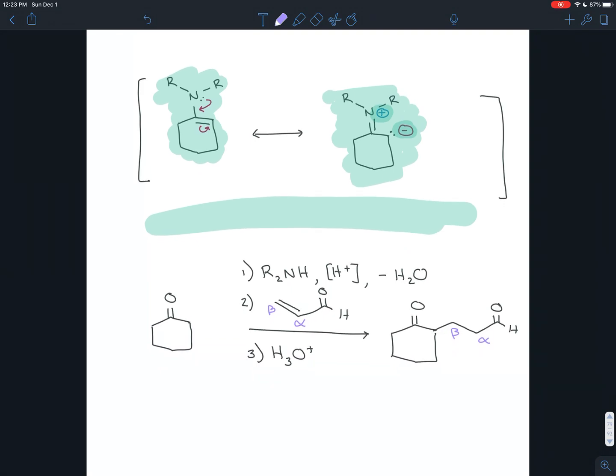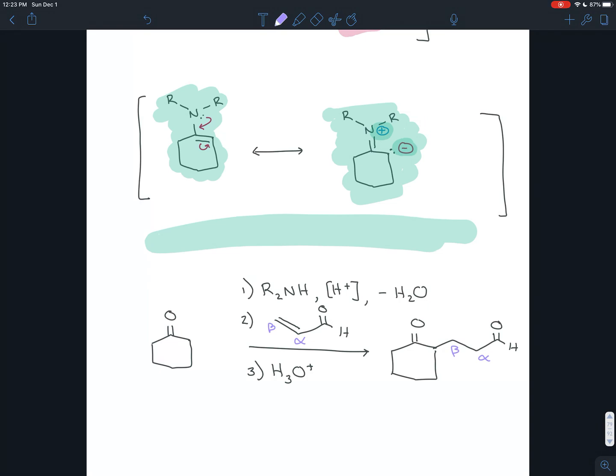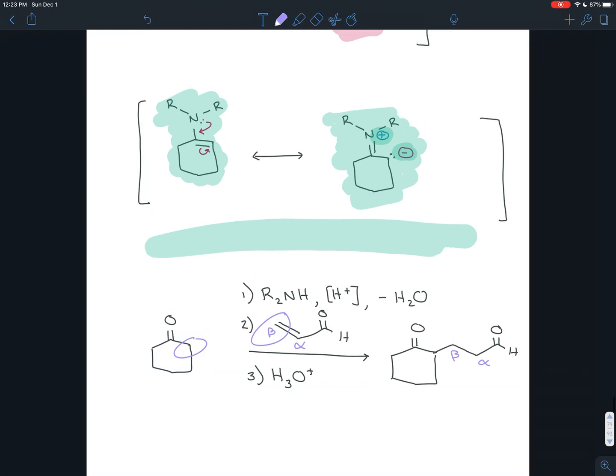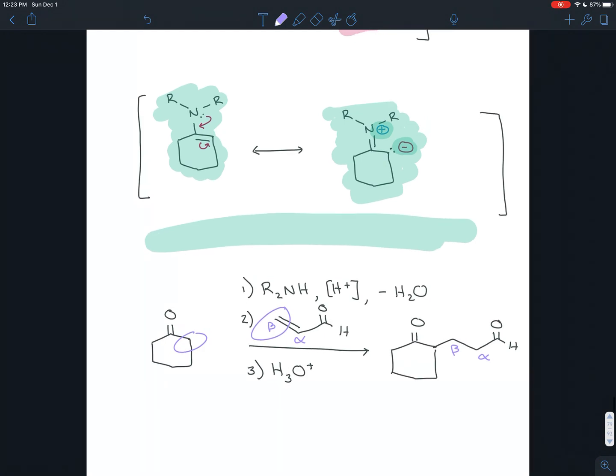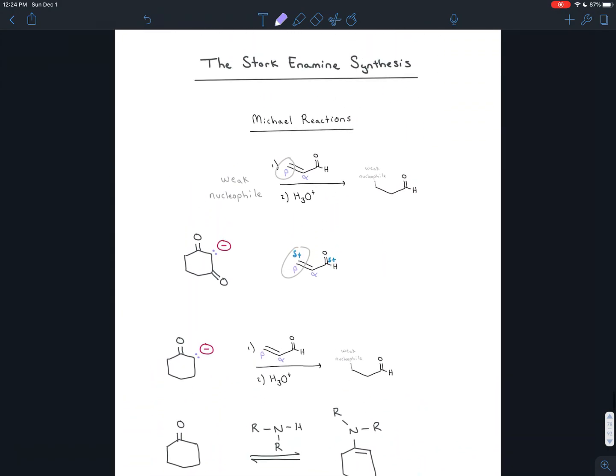So these reactions, these Stork enamine syntheses, are really going to be the same as the Michael additions. The one difference is that in the first step, we're going to turn the ketone into an enamine to make it a weaker nucleophile. And from there, it will just add the alpha carbon of the ketone onto the beta carbon of the alpha-beta unsaturated system. Otherwise, the first and the last step are always the same. So these are just a few concepts that will hopefully give you some perspective and some understanding on the Stork enamine synthesis.